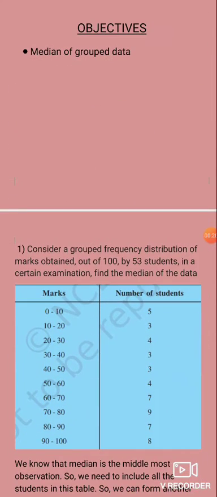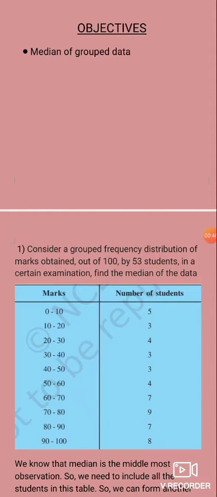So listen carefully, students. In our 9th class, we have studied about median of ungrouped data. So in this year, median of grouped data is important for you. Now the first question. Consider a grouped frequency distribution of marks obtained out of 100 by 53 students in a certain examination. Find the median of the data.